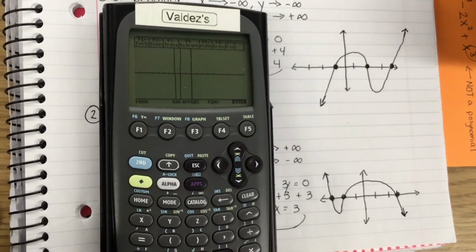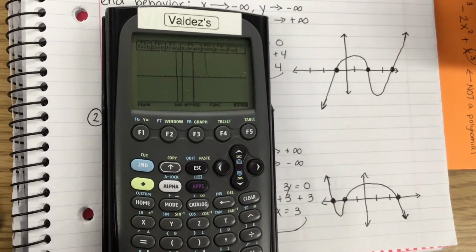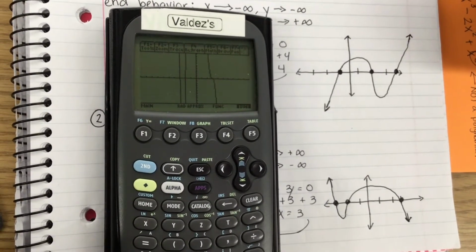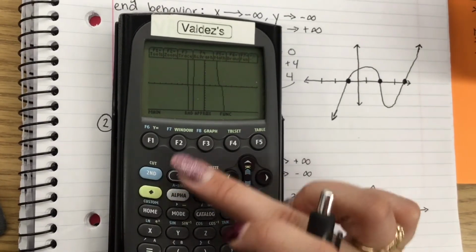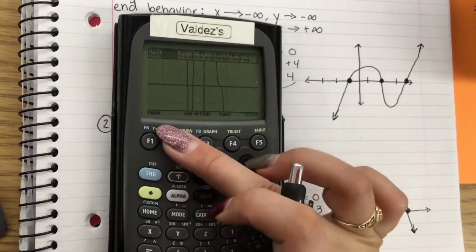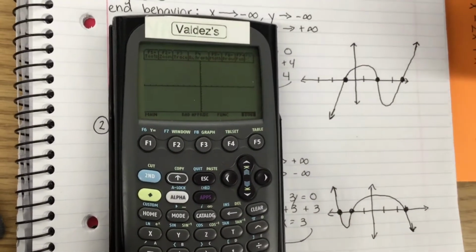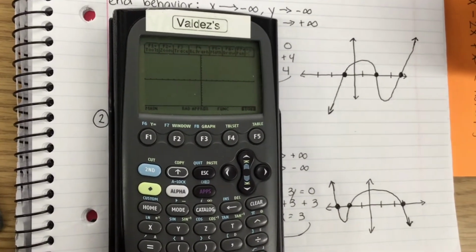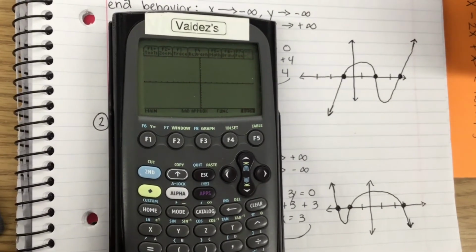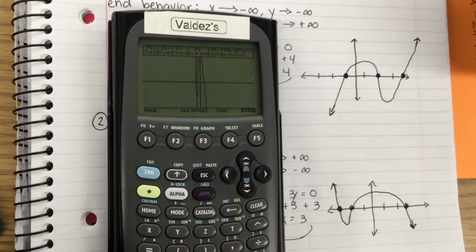I like how the TI calculator draws this in real time so that you can see that it comes from the top on the left side and then goes to the bottom on the right side. So even though we'd have to zoom out a little bit more to get a better picture of what this looks like, we can at least tell that the left side goes up and the right side goes down.